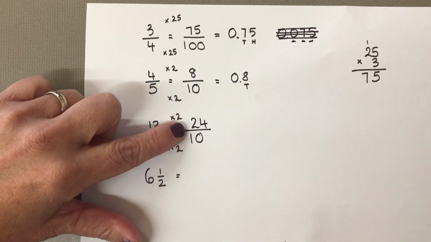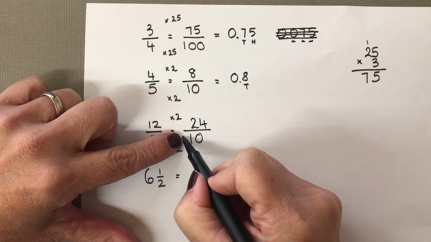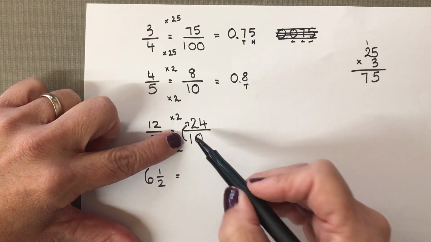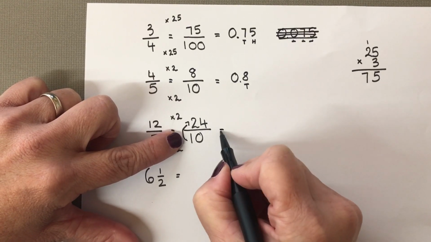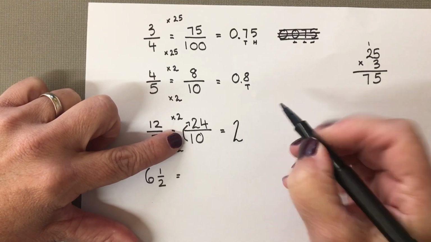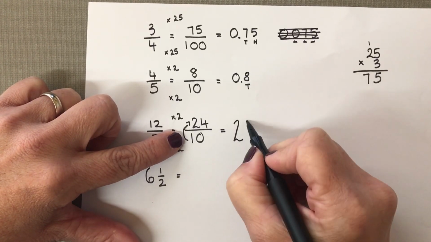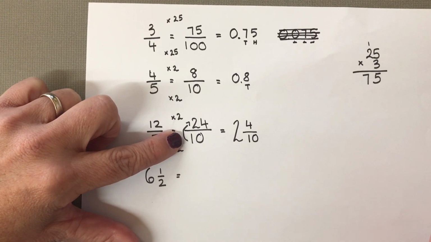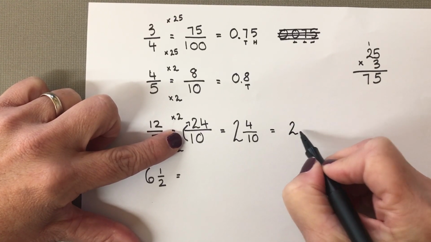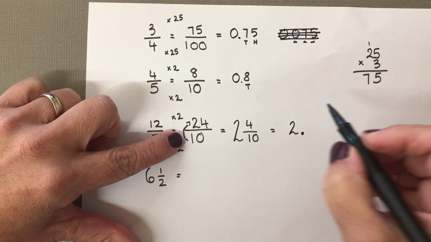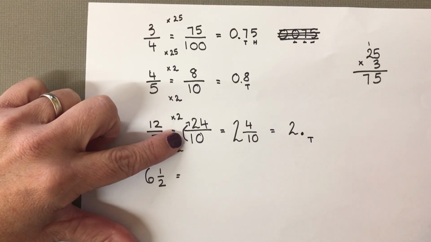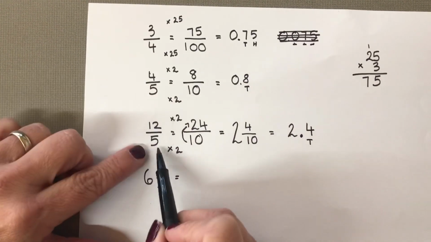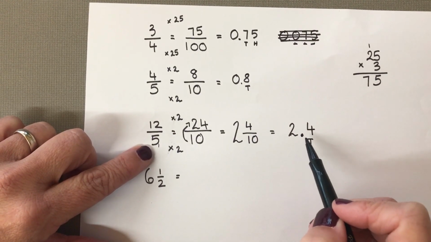And now I have this improper fraction. I'm going to convert it to a mixed number because we never leave it as an improper fraction. How many times does 10 go into 24? Twice, because 2 times 10 is 20. I have 4 left over. So that's 2 4/10, and I'm going to write that as a decimal. 2 wholes, that goes in front of the decimal. And then it's in the tenths place, I'm going to have a 4. So it's 2.4. So 12/5 is 2.4 as a decimal.